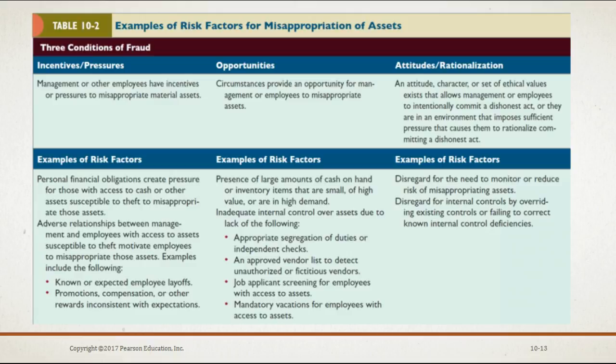For example, opportunities are greater in companies with accessible cash or with inventory or other valuable assets, especially if the assets are small or easily removed. Weak internal controls also create opportunities for theft. Management's attitude toward controls and ethical conduct may allow employees and managers to rationalize theft of assets. An example would be a disregard for internal controls by management by overriding existing controls or failing to correct known internal control deficiencies. You can find Table 10-2 on page 302 of your textbook.